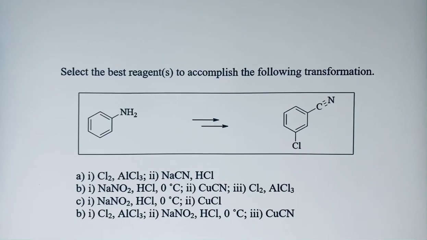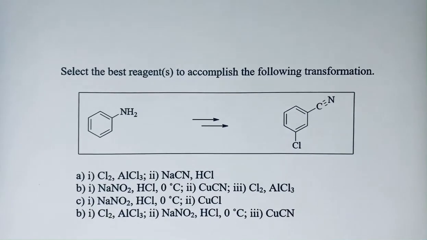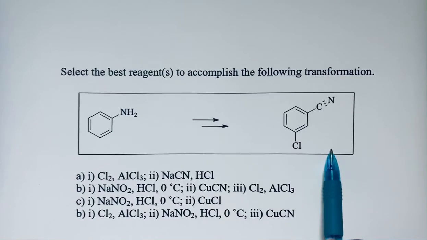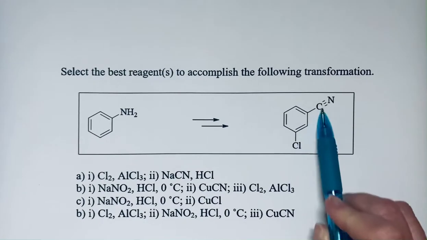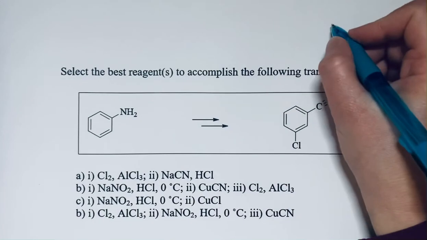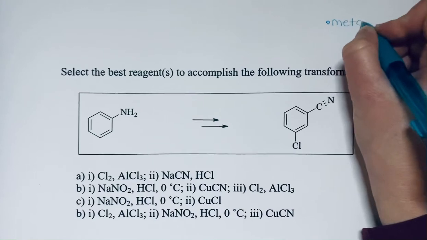So rather than completely working backwards, I advise making a list of some key things that we need to pay attention to. So directing effects are always very, very important in our aromatic syntheses. So we want to take a look and say, where are these substituents relative to each other? And as we already mentioned, these are meta to each other. So I'm going to take a note that we've got this meta orientation.